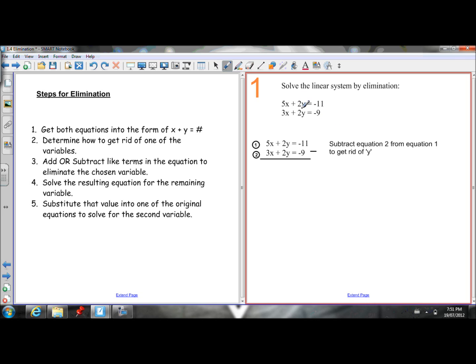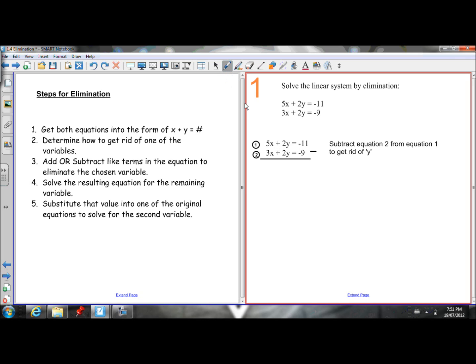Okay? We know how to use substitution. I could isolate one of these variables, but none of these variables have a coefficient of 1 in front of it. So substitution wouldn't be easy. I'm going to have lots of fractions. So this is where elimination comes in handy.